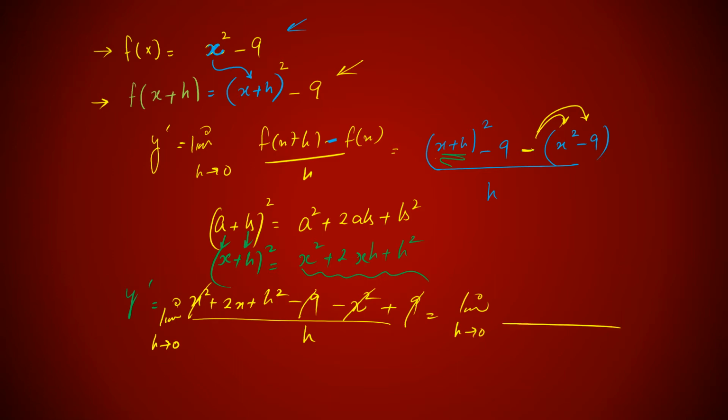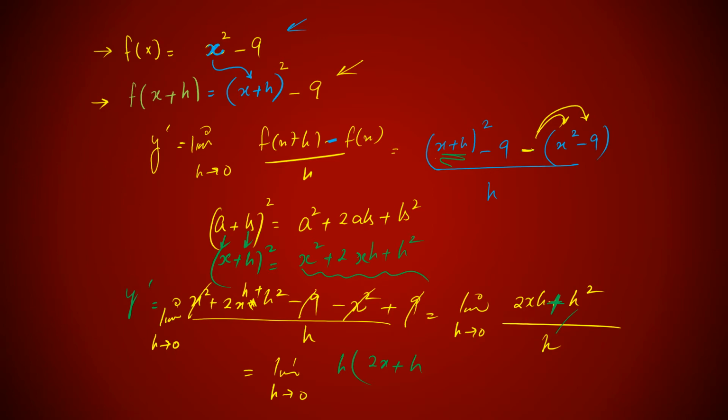What is left? It is 2xh plus h square over h. Now the next thing is that you will take the h common, because you cannot cancel the h with the h over here or here, because there is a positive sign in the numerator. So take h common and you will be left with 2x plus h.